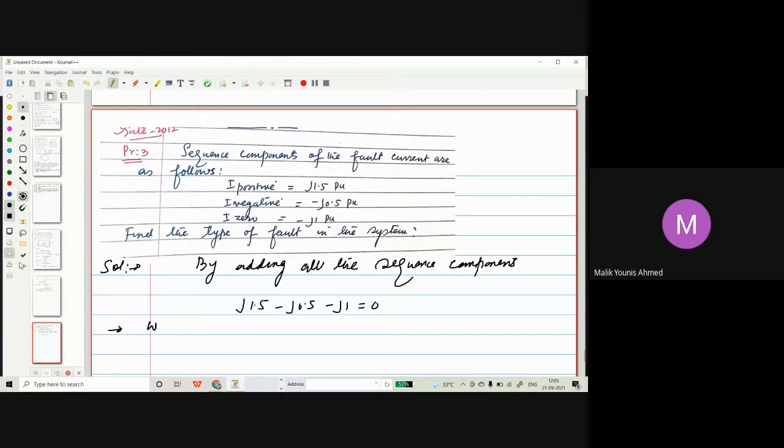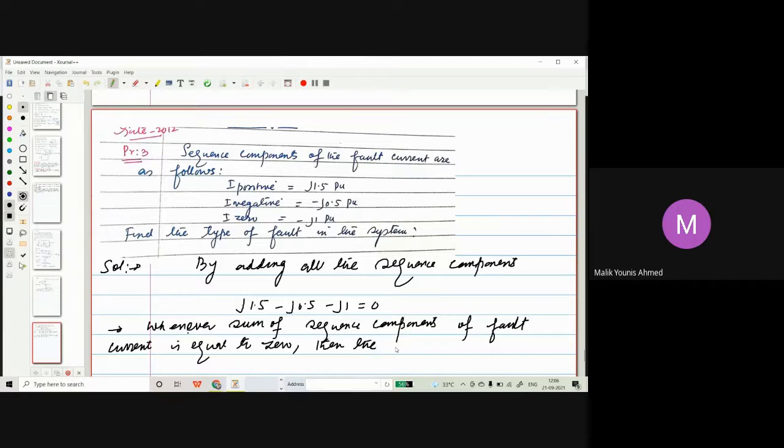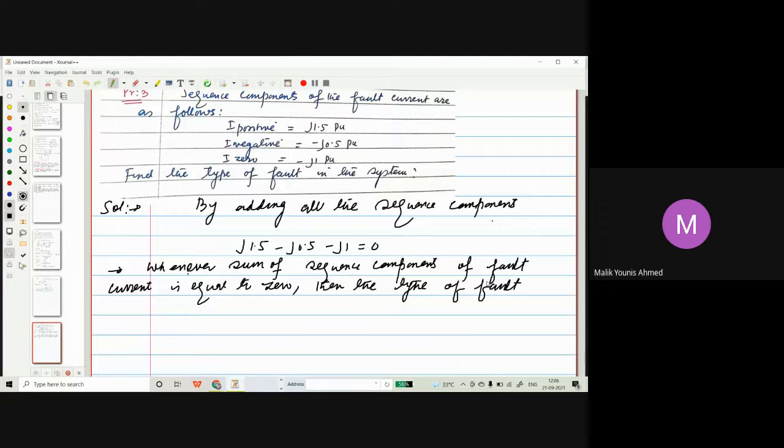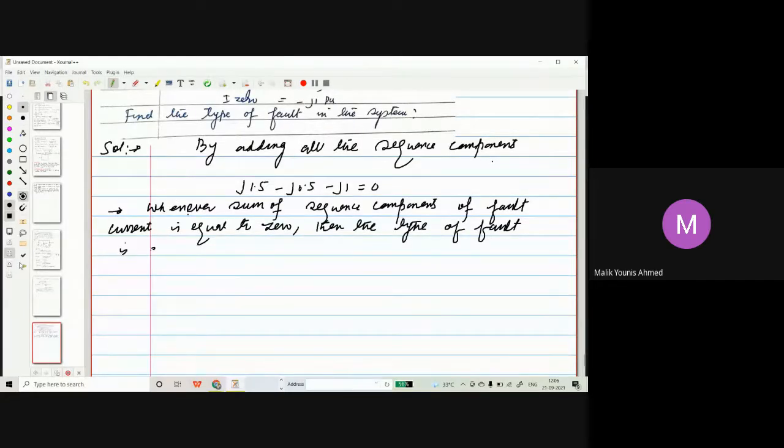Whenever sum of sequence components of fault current is equal to 0, then the type of fault is double line to ground fault. You should always remember this. Okay? Okay, this 2 marks question came.